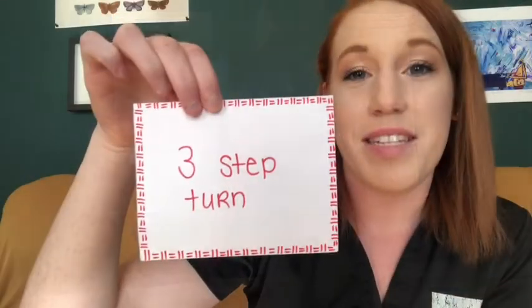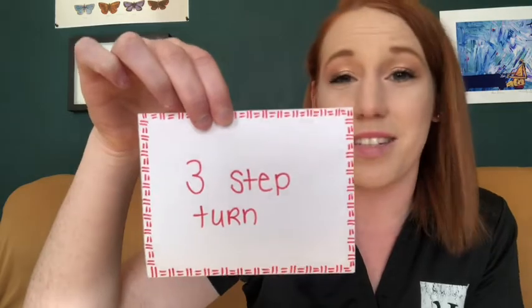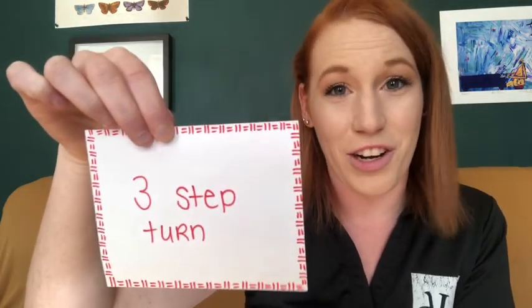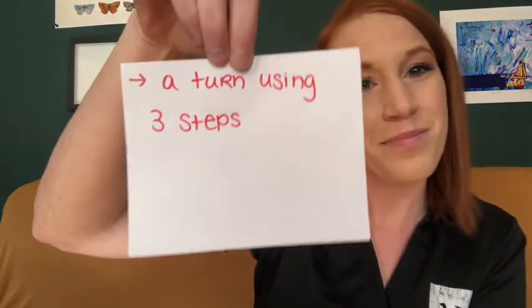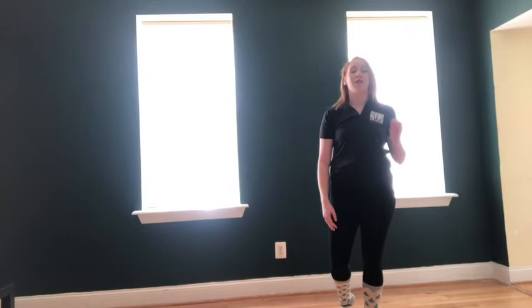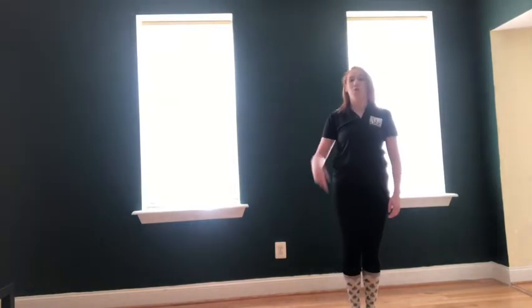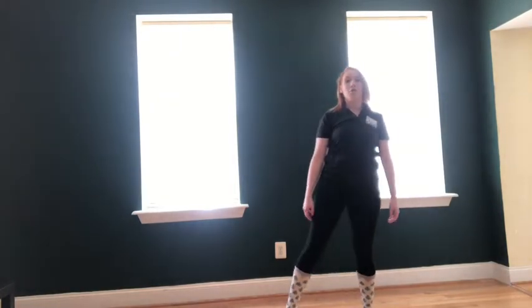Next is a 3-step turn. A 3-step turn is exactly what it sounds like. It is a turn using 3 steps. You can go to the right, you can go to the left, you can go to the front, you can go to the back. Sounds like you're going to be taking 3 steps. So we're going to go to the right first. You're going to step out with your right foot.